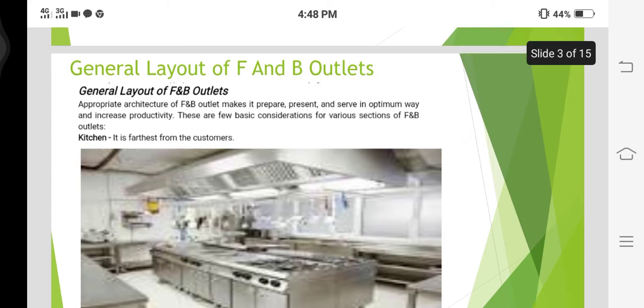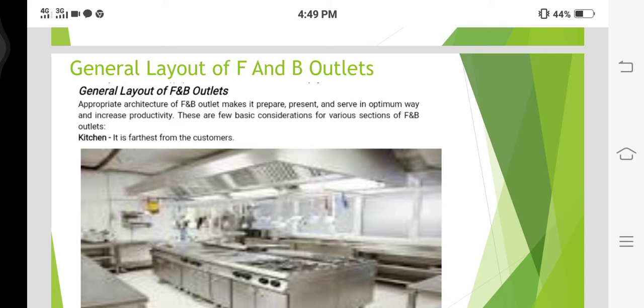General layout of F&B outlets. Appropriate architecture of F&B outlets prepare, present, and serve in an optimum way and increase productivity. There are a few basic considerations for various sections of F&B outlets.